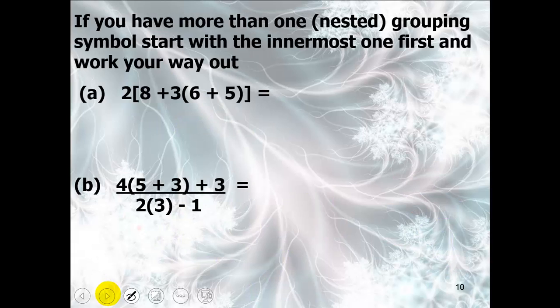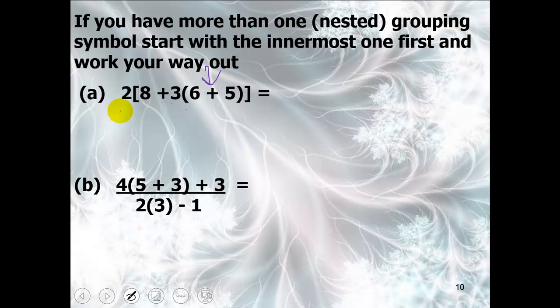If you have more than one nested grouping symbol, start with the innermost one first and work your way out. Let's look at example A. I have 2 and then I have a bracket, 8 plus 3, and then I have a parenthesis. This is what it's called nested. 6 plus 5. All right, so I'm going to start here at the 6 plus 5 first.